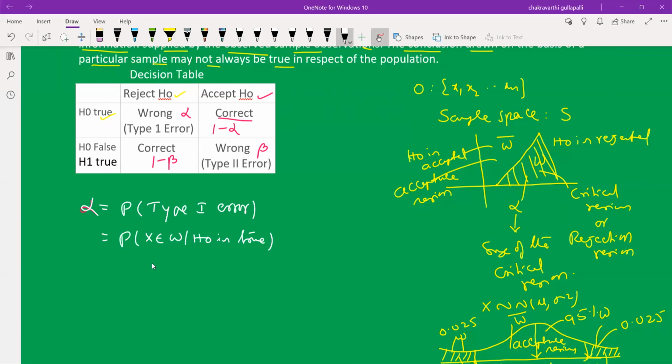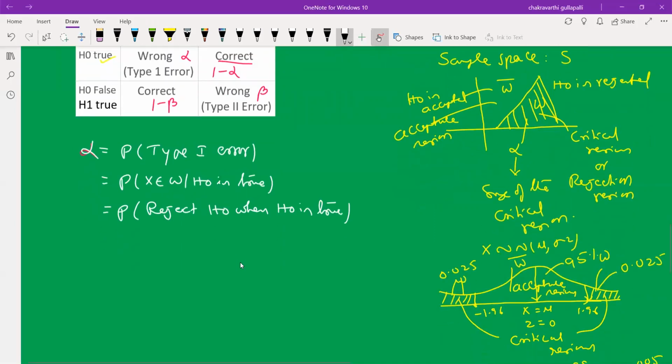This is another notation of this alpha. In sentence format: the probability of rejecting H naught when H naught is true. This is a direct bit for the examination.